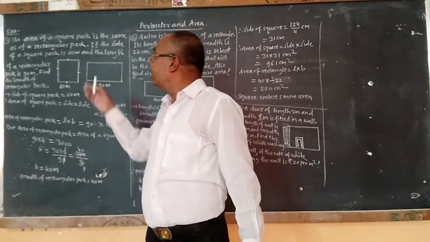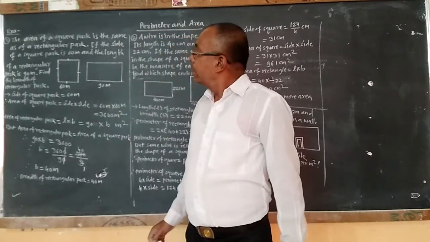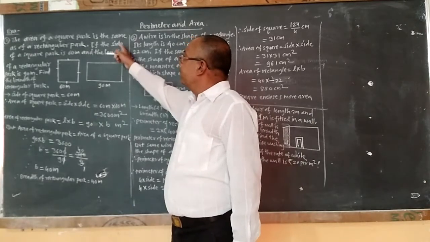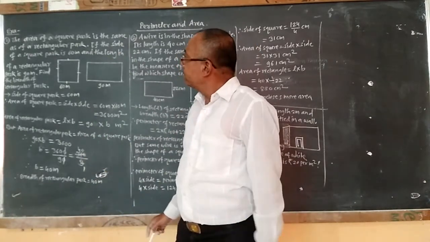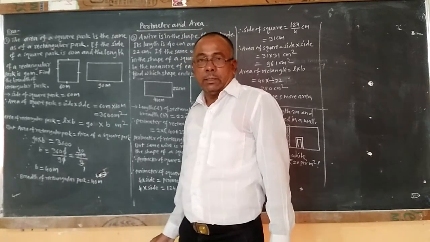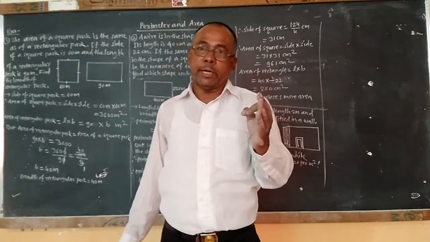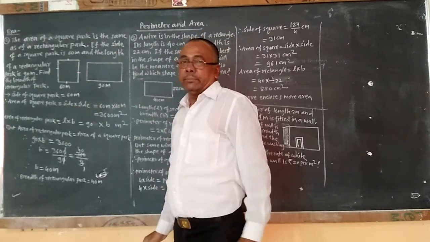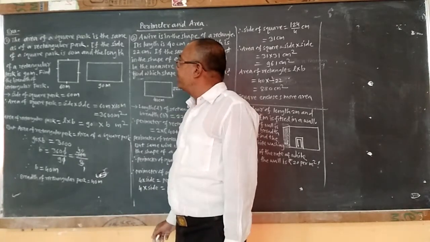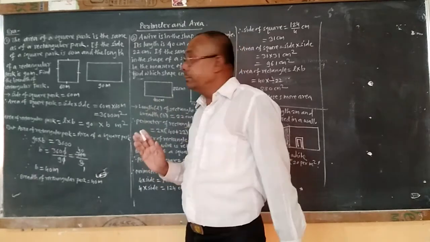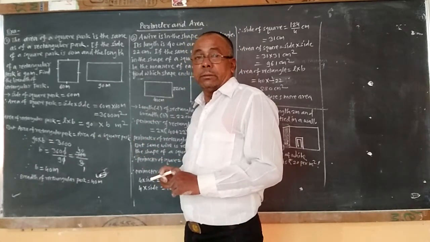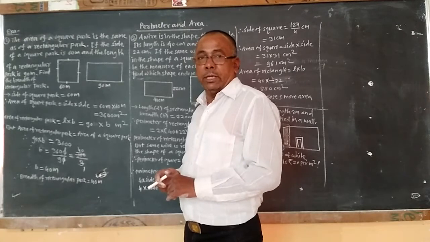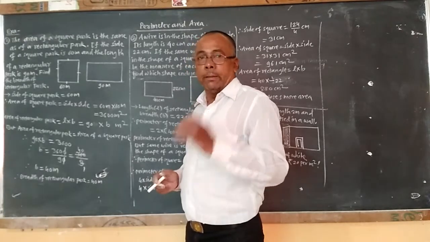Here we have some more examples to solve. The first example is that the area of a square part is the same as that of a rectangular part. Means area of square part and area of rectangular part are the same. If the side of the square part is 60 meter and the length of the rectangular part is 90 meter, then find the breadth of the rectangular part.